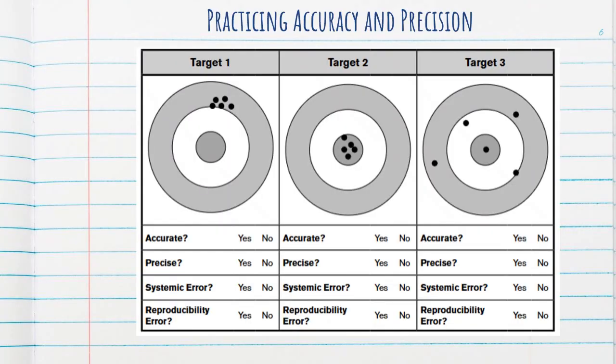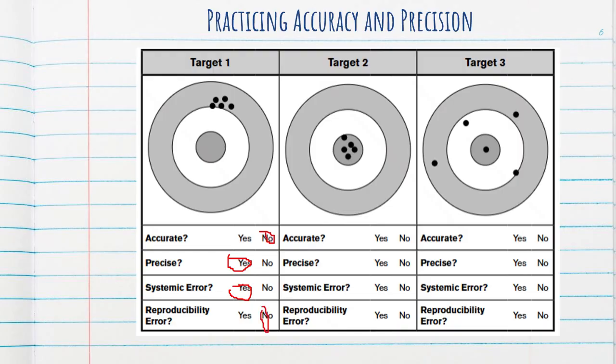So target 1, I'm going to give you guys a second, pause the video here, answer these questions on your own. So target 1, we can see that it is not accurate, right? We have not hit that bullseye, but it is precise. We've grouped those things pretty closely. So is that systemic error? Are we going in the same direction each time? We are. And then is that a reproducibility error or random error? Is it all over the place? It's not.